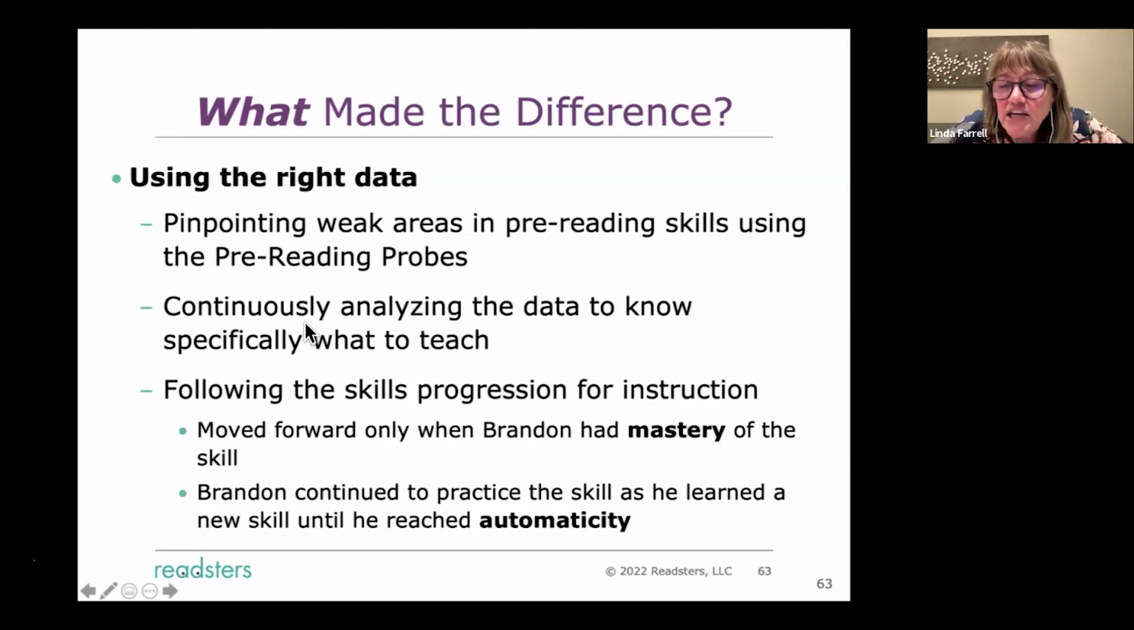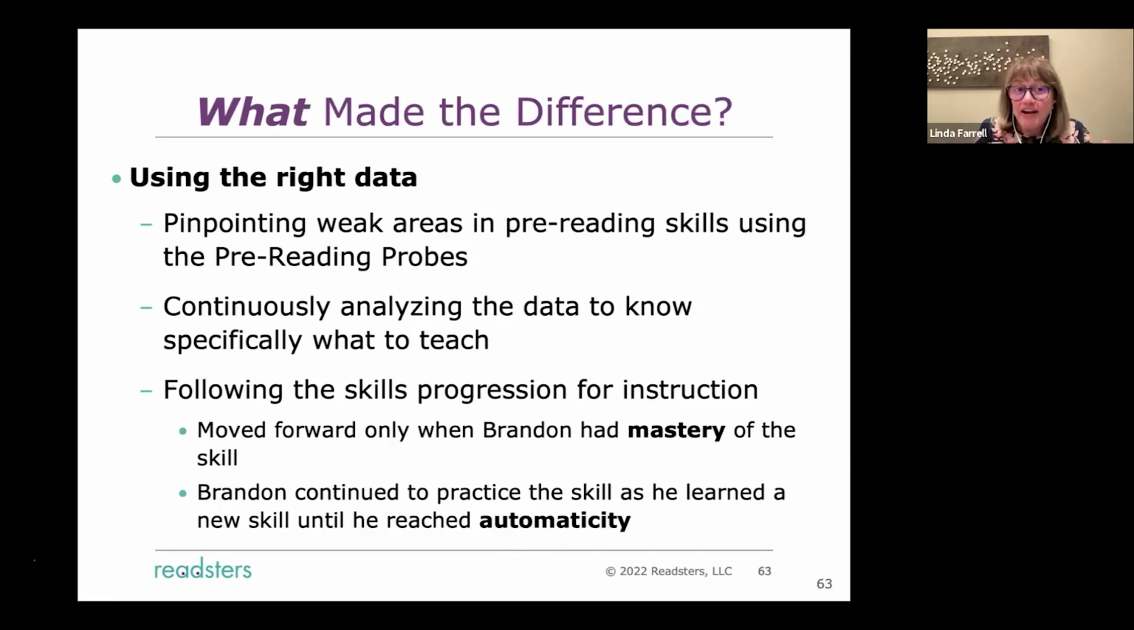They continuously analyze the data to know what's working and what's not working. There were lots of, okay, I think he knows all his letter names. I'm going to have him name them. And how fast can he do it? Is he doing it fast enough so that we can stop practicing letter names? You don't have to practice letter names forever once they know it. So they moved forward only when Brandon had mastery, and he continued to practice the skill until he had automaticity.